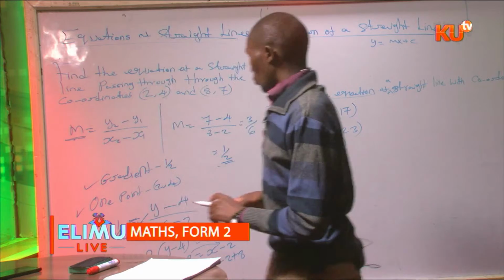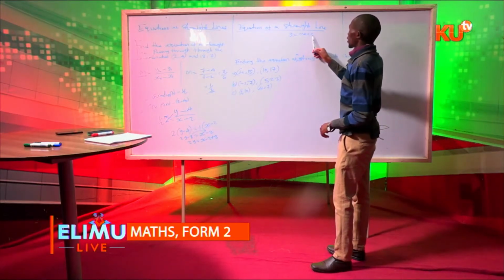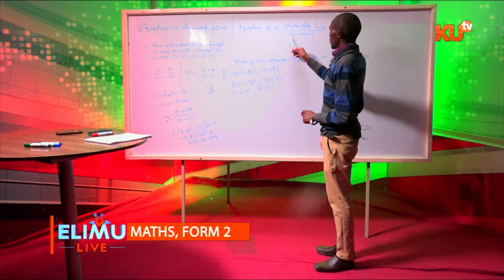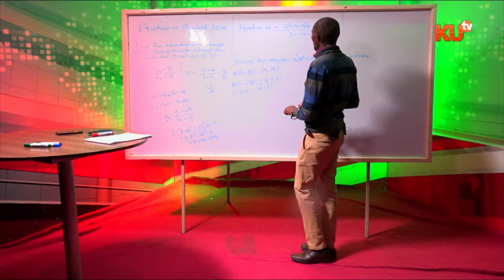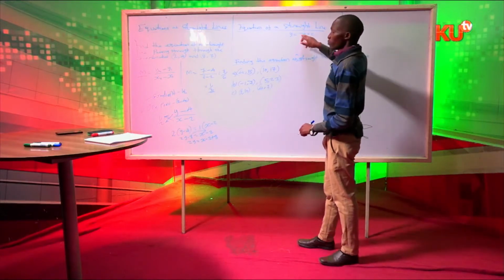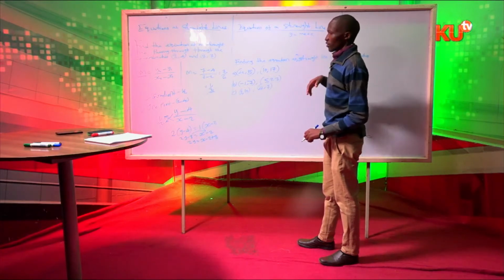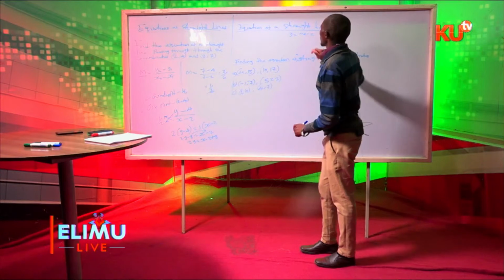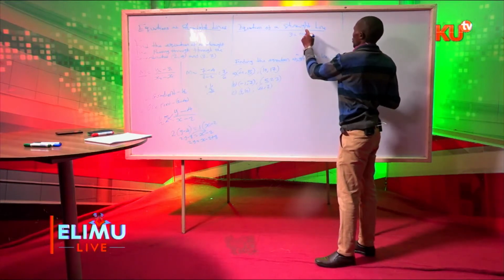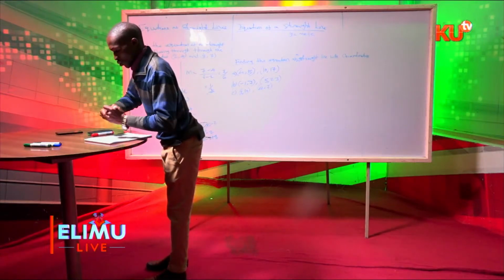Now, we had this equation y equals mx plus c. We have said that m is the gradient and c is a constant. Well, you might not know the use of this constant c, and that is what I want to take you through.